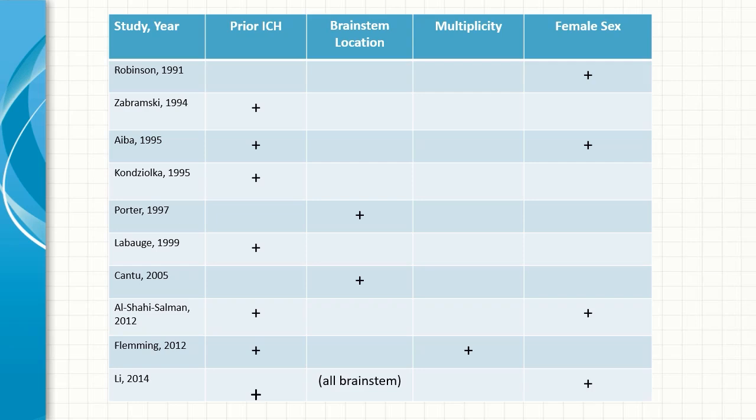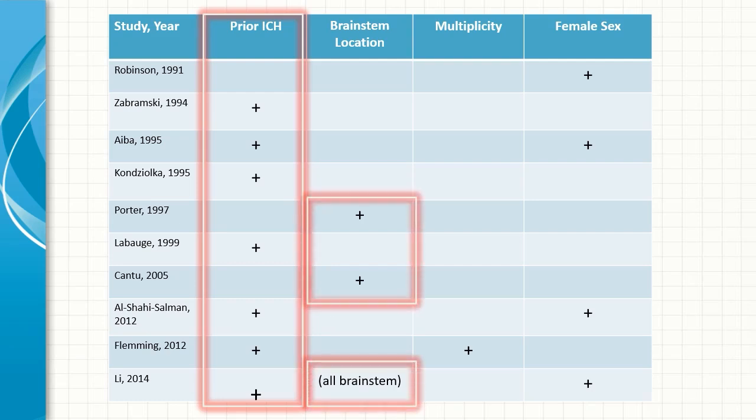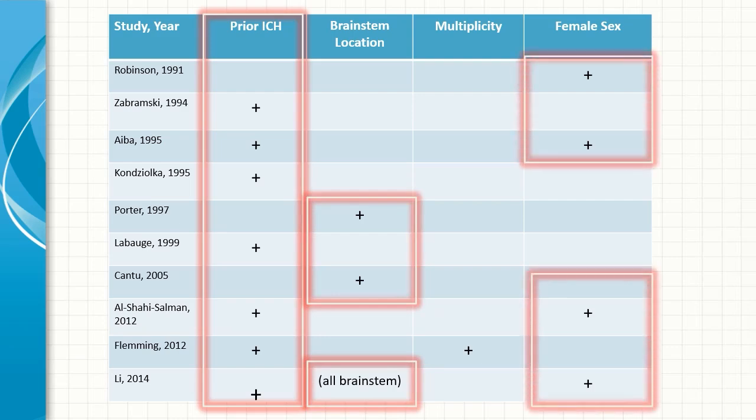Here is a table of select prospective cavernous malformation natural history studies. What you see is that most studies show that prior hemorrhage predicts future hemorrhage. This is a very consistent finding in many of the vascular malformations. Some studies suggest that brainstem location is significant, and some, but not all, suggest female sex or multiplicity might be a factor.